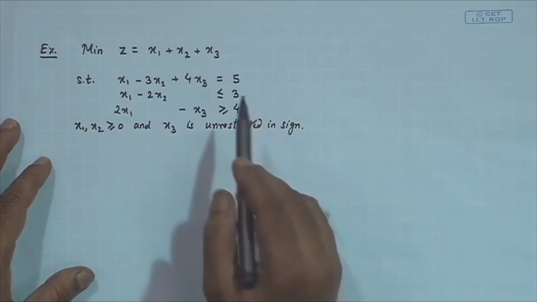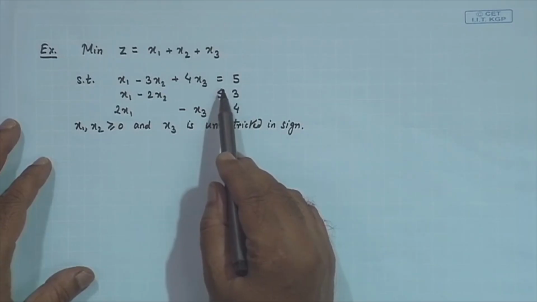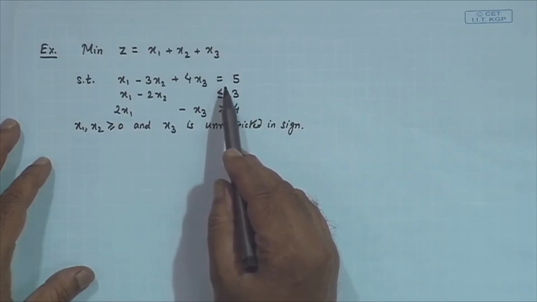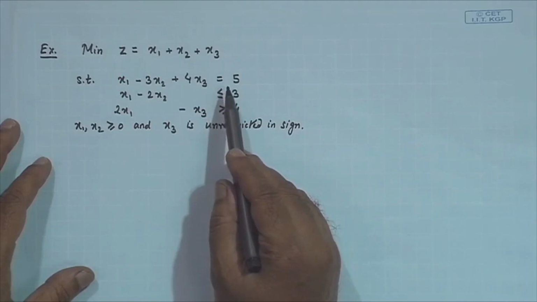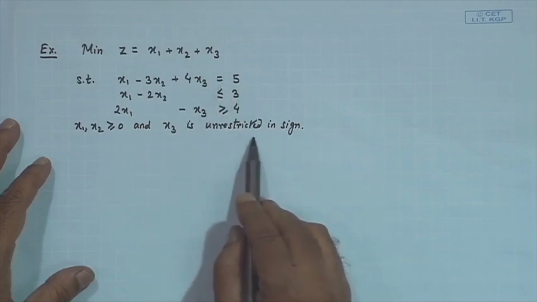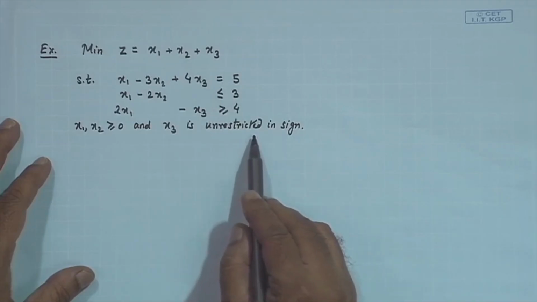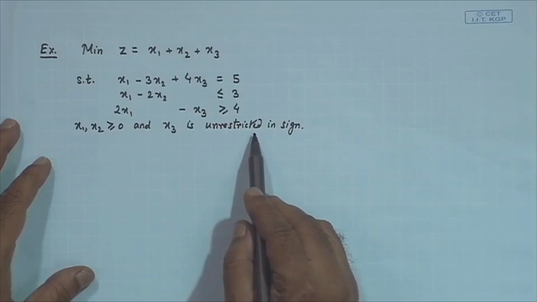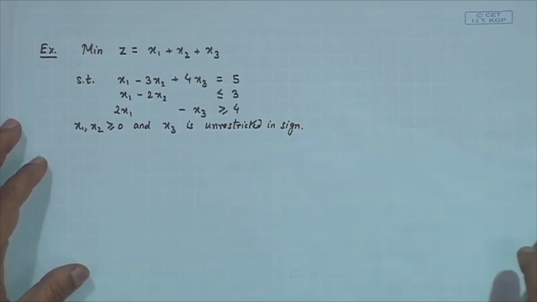So, in the dual what will happen? Since I have one equality type constraint, therefore, in the dual there will be one variable which will be unrestricted in sign. Similarly, since in the original problem you have one variable x3 which is unrestricted in sign, therefore, in the dual problem there will be one equality type constraint.